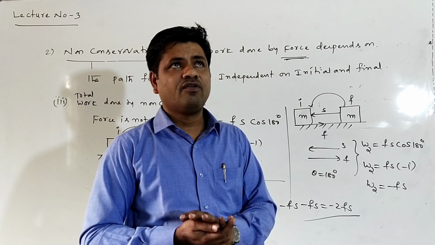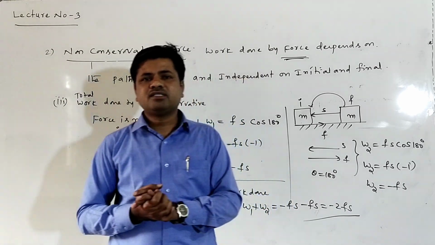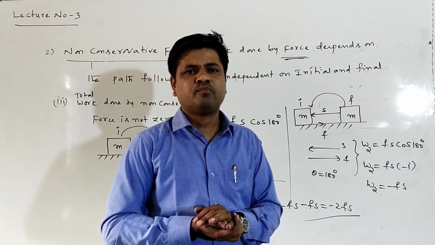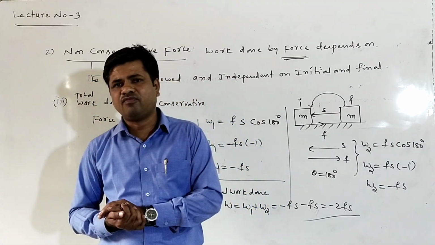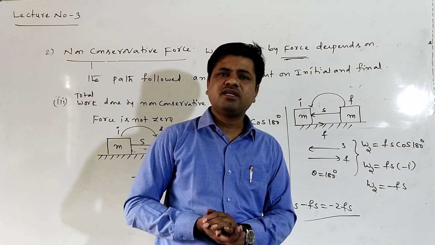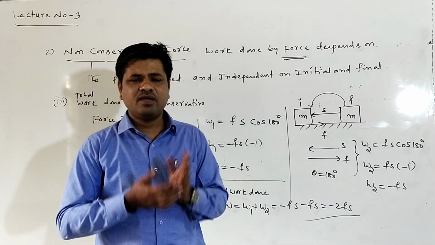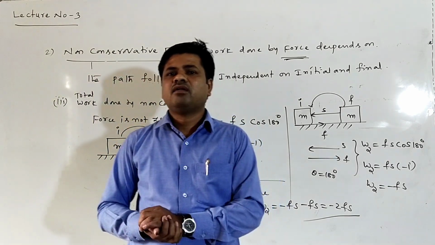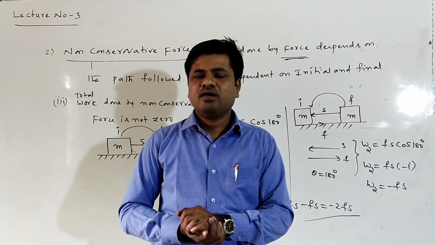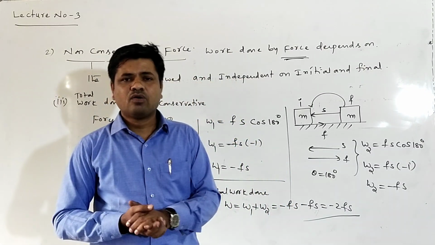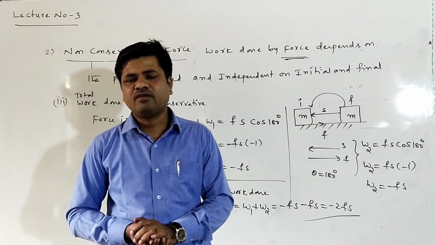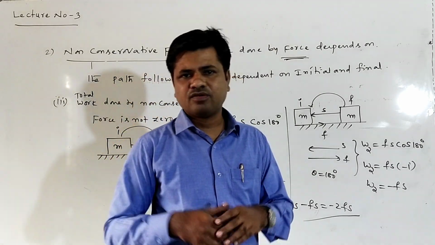In a conservative force, suppose the body can follow two or three paths when moving from initial to final. The work done does not depend on the path followed, which means all the work done are equal. It depends on the initial and final positions. That is the reason the work done are equal. Next, the total work done by the conservative force is 0. We already proved that. Here the total work done by the conservative force is 0.